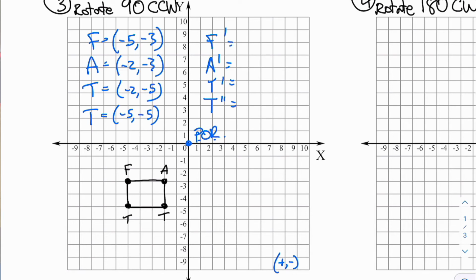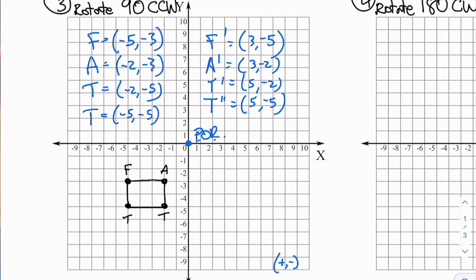Okay, so in this one I'm going 90, so I have to swap the digits. So 3 and 5. A is going to be 3 and 2. T is going to be 5 and 2. And then the last one's going to be 5 and 5. Okay, and to be in the fourth quadrant, they have to be positive, negative, positive, negative, positive, negative. Now we're ready to plot these.